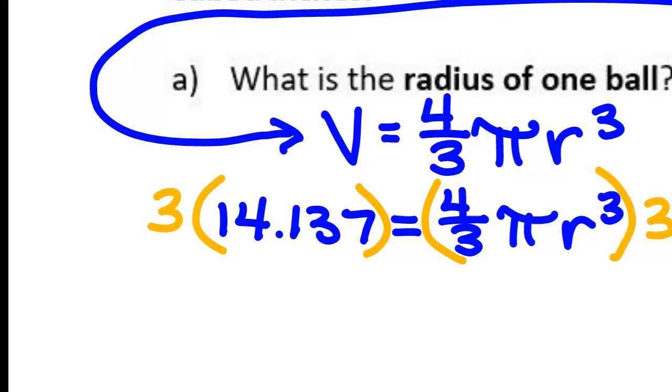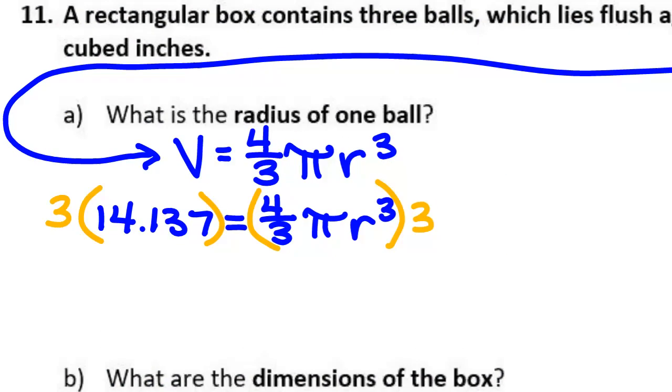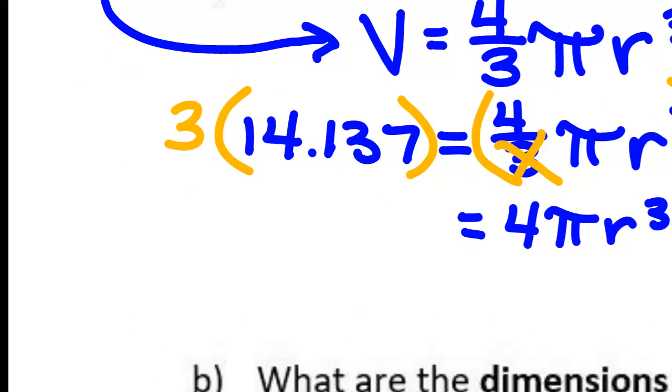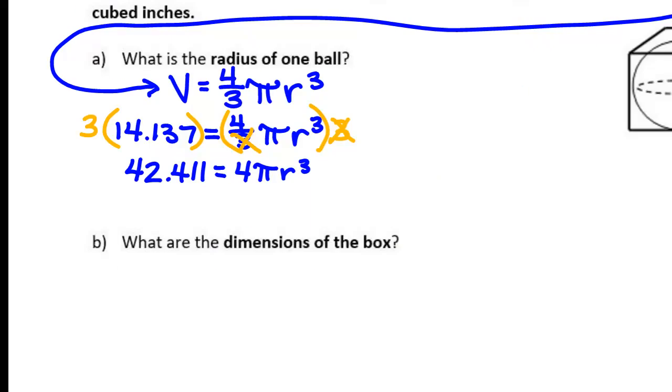Now, over on the right, when I multiply by 3, the 3 that I multiply by and the 3 in the denominator cancel each other out, which means it can't do anything to the 4 up on top. Because it canceled, it now has no power over anything else. It does not multiply by the 4. It only cancels with my denominator. So over on the right, I have 4 pi r cubed. What do I have on the left? 42.411.